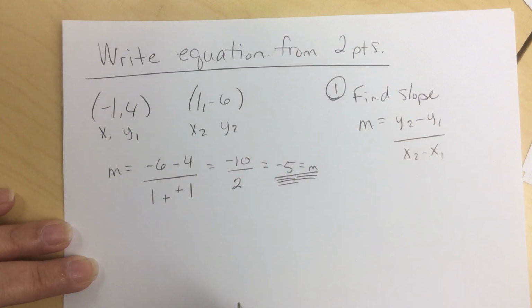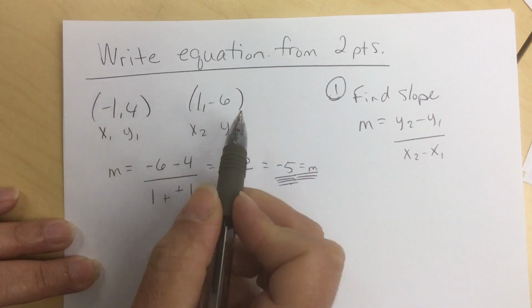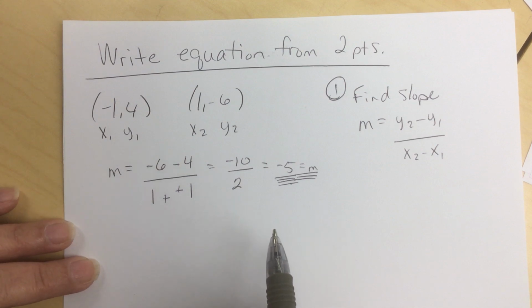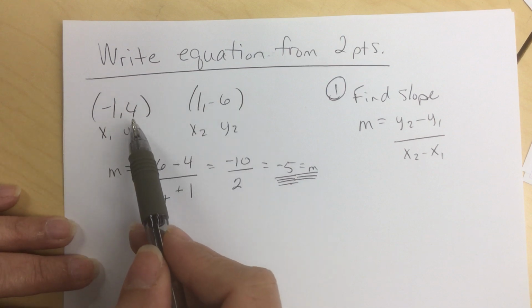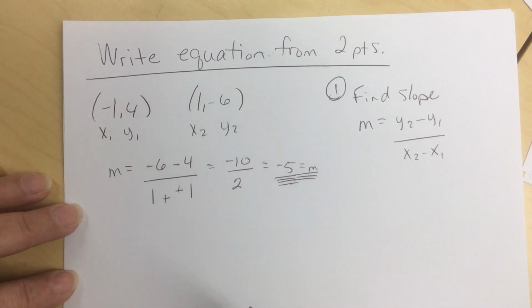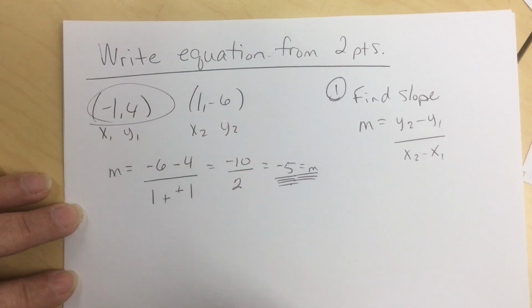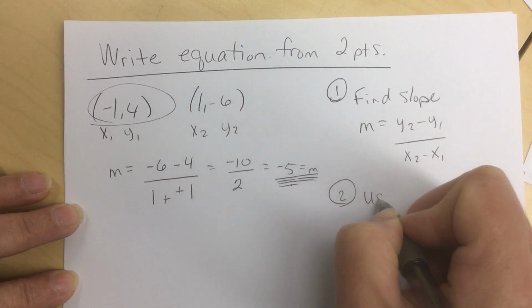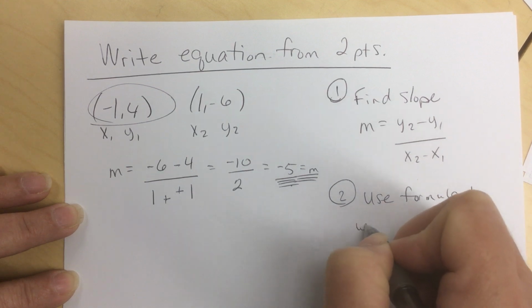Now, Friday, we talked about how to write the equation of a line when you're given slope and 1 point. Well, we have 2 points, so you can pick whichever one you want to use. I usually go for the one that has the least amount of negatives in it, but both of these points have 1 negative and 1 positive number, so one really isn't any easier than the other. So I'm just going to pick the first one. So after you find the slope, then use a formula to write the equation.